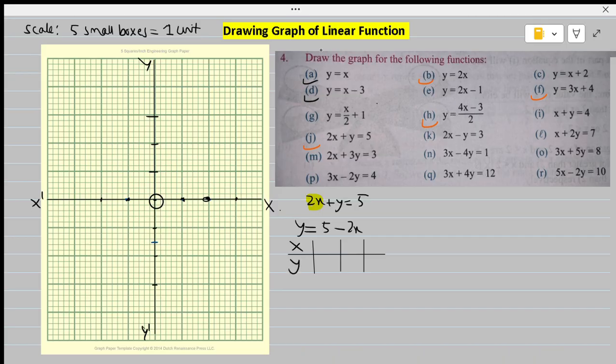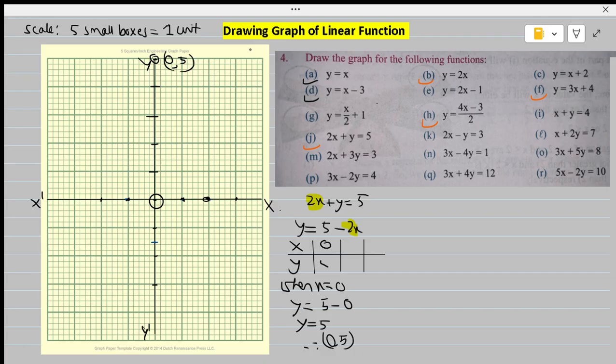Now we make the table to keep the values, x and y. We keep values in x to get the value of y. Any value we can take. So let's keep x as 0. When x equals 0, y equals 5 minus 2 into 0, which is 0, so y equals 5. Therefore the first point is 0 comma 5. At the origin 0, then 5 steps up: 1, 2, 3, 4 and 5. So this point is 0 comma 5.